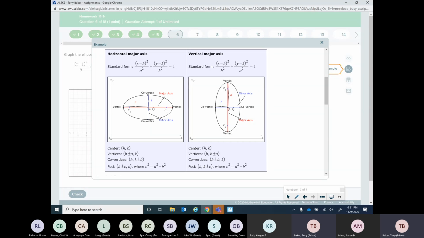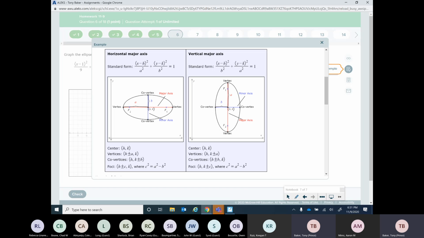As you can see on the screen, the first formula, the horizontal major axis, is (x minus h) squared over a squared plus (y minus k) squared over b squared. The only difference between that one and the vertical axis is that the a and the b are switched. A is always the bigger number. So that's how you're going to tell which one it is.